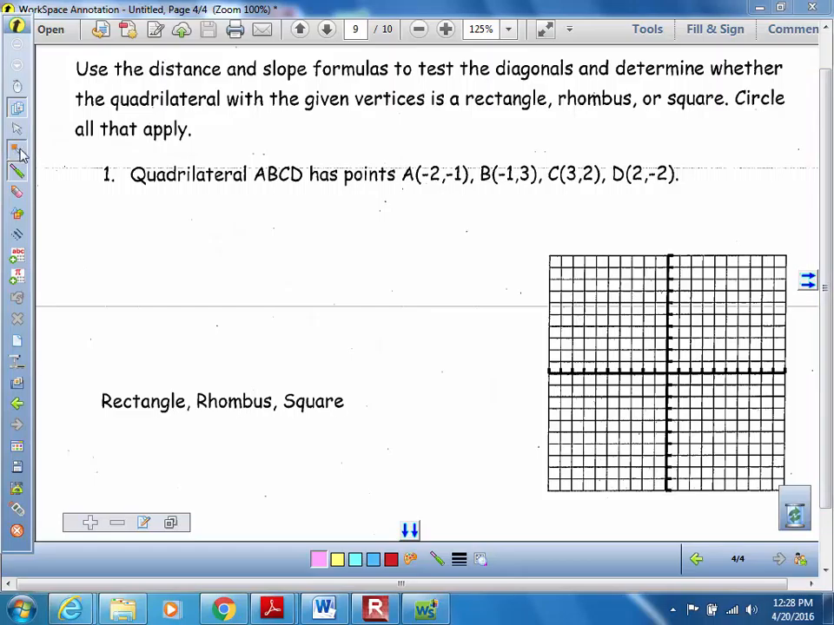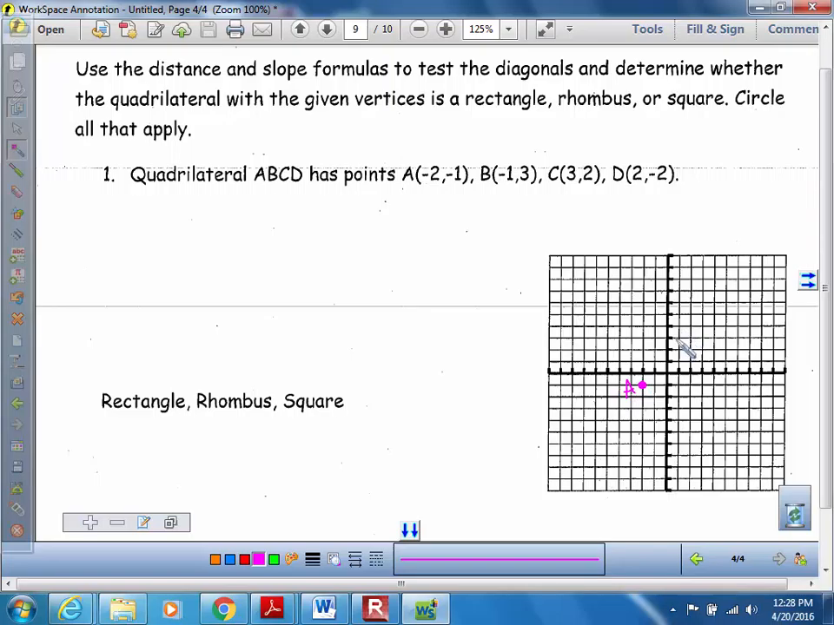Okay, in number one, let's go ahead, y'all plot those points while I plot them. So if I'm plotting A, I go left 2, down 2. Make sure you're labeling A, B, C, and D. B would be left 1, up 3. C would be 3, 2. And D is 2, negative 2.